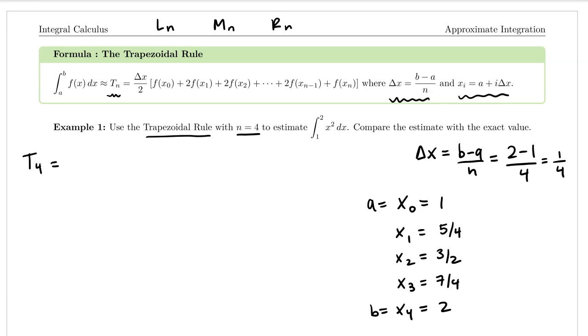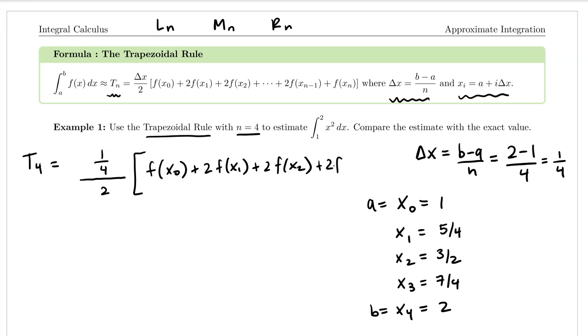So why do we care about these x values? What are we doing now? If you follow the formula, T sub 4 is equal to delta x, which we found was 1/4, divided by 2, and then we're evaluating our function at f of x sub 0, plus 2 times f of x sub 1, plus 2 times f of x sub 2, plus 2 times f of x sub 3, and then plus f of x sub 4. I'm going to go ahead and plug in the x values and replace those.